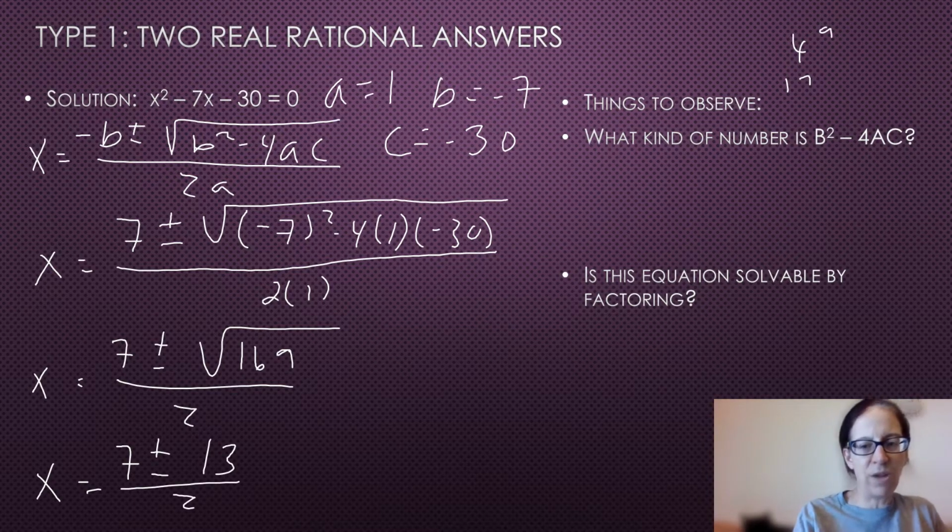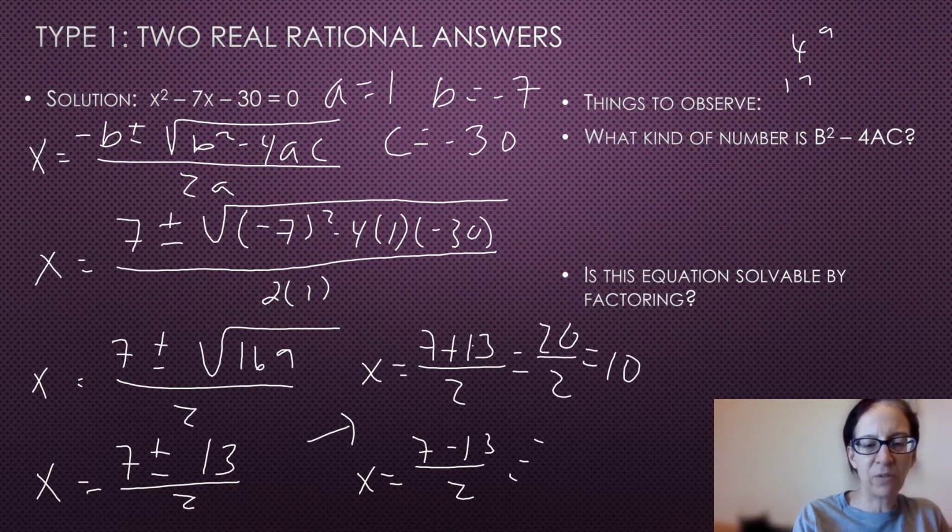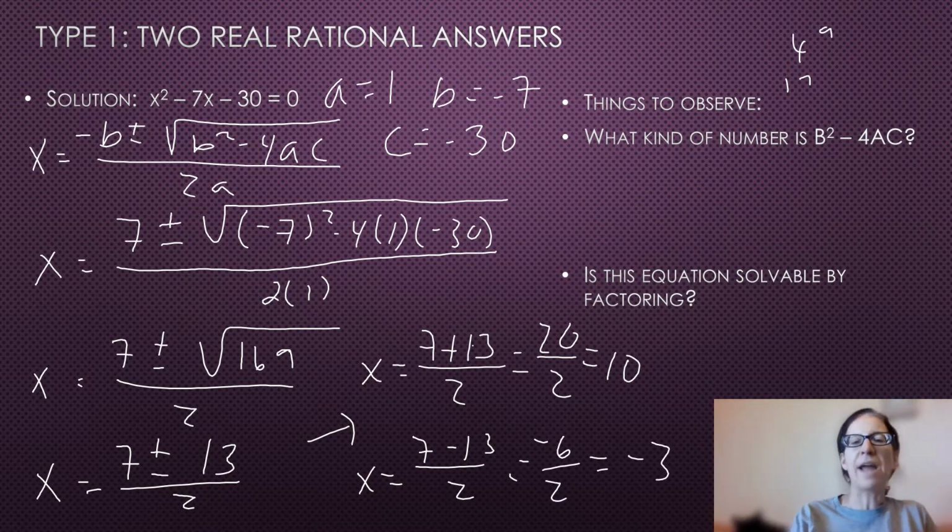And then we would have to do this in pieces. So x could be equal to 7 plus 13 over 2, or 7 minus 13 over 2. So 7 plus 13 is 20, and 20 over 2 is 10. And 7 minus 13 is -6, and -6 over 2 is -3. Okay, now a couple things, let's take a look at that.